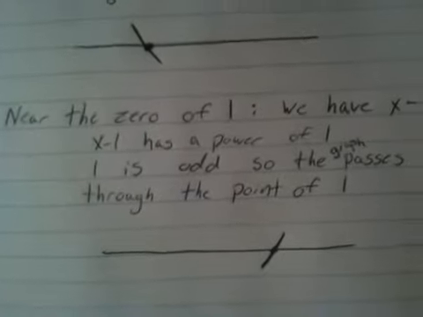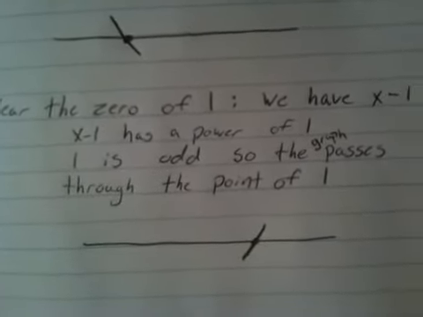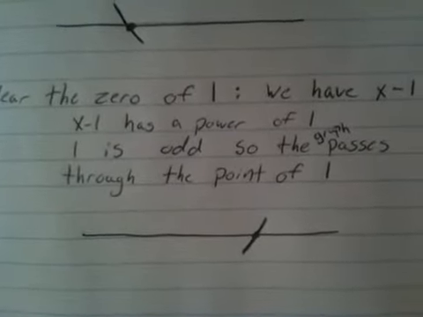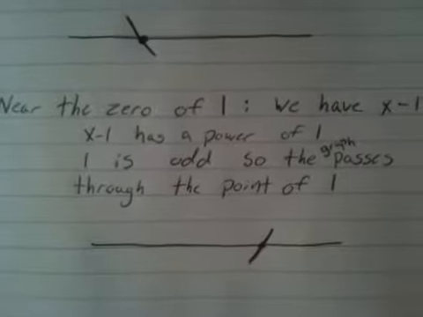Our final zero is near the zero of 1. We have x minus 1. X minus 1 has a power of 1. 1 is odd, so the graph passes through the point of 1, just like negative 6. Again, we need to prove this algebraically.